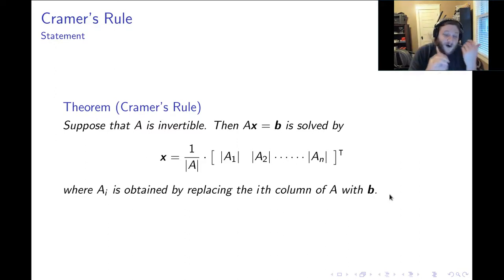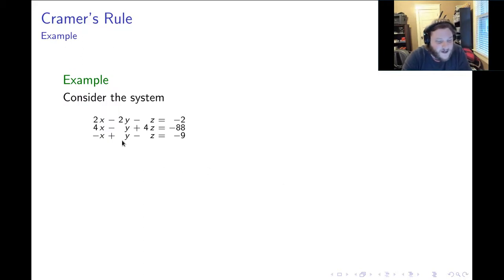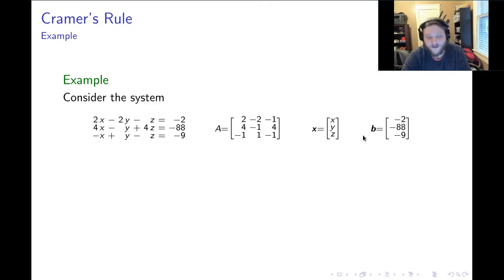And what this requires us to do is calculate lots of determinants. So let's say we're studying this 3 by 3 system here. This is the system AX equals B, where A is this 3 by 3 coefficient matrix, X is the vector of variables X, Y, Z, and B is what we would get in the augmented column if we were to represent the system as an augmented matrix: -2, -88, -9.